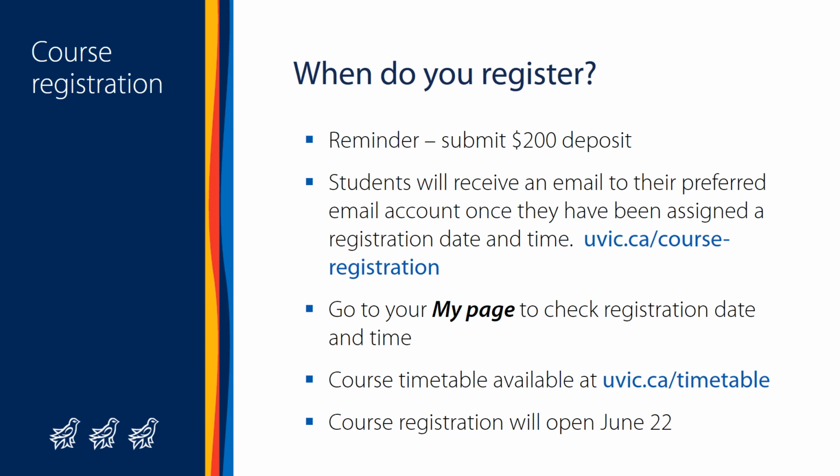So you'll go to your My page using your Netlink ID to sign in and see your registration date and time. The course timetable will be available at uvic.ca/timetable. And course registration will open June 22nd. That will be the earliest date that anyone will be assigned to register for their courses.